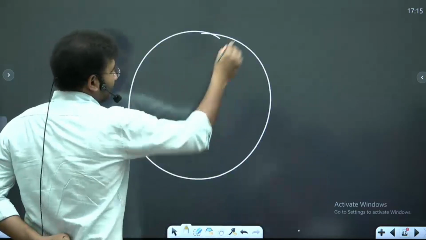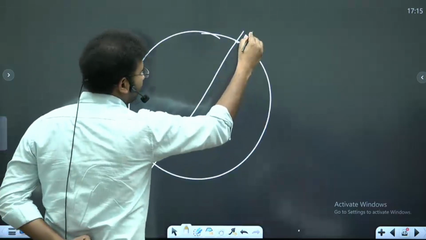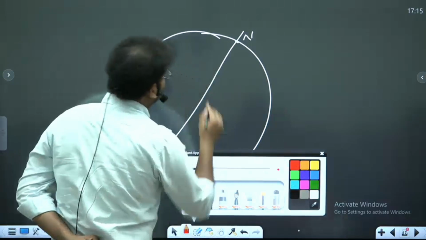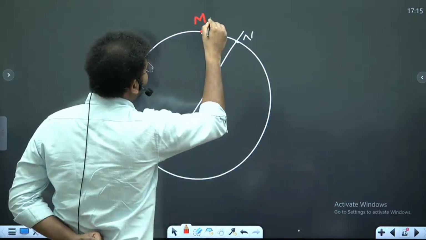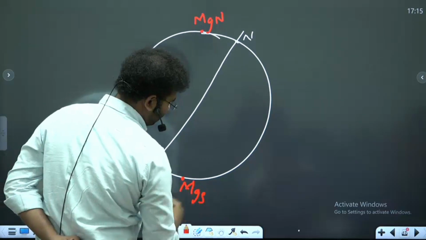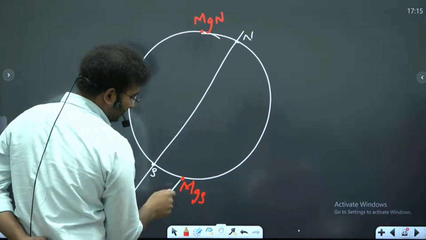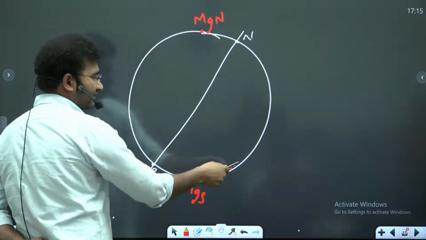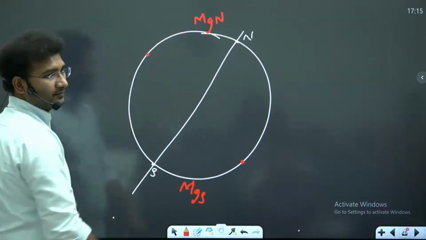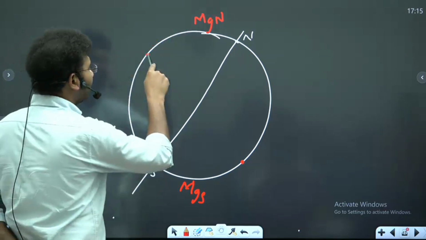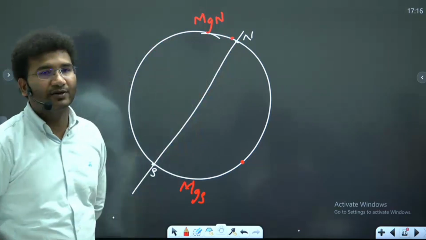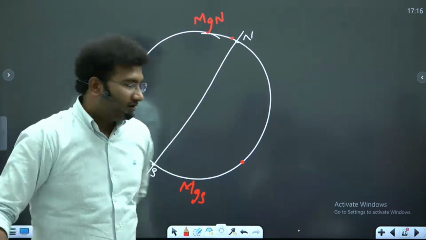If this is your Earth, this is the North Pole, and this is the South Pole. This is magnetic North, and this is magnetic South. Now this magnetic South can keep on changing its position. For some time it can be here, and for some time it can be here. Every year, this pole is shifting its position by 50 kilometers on average.